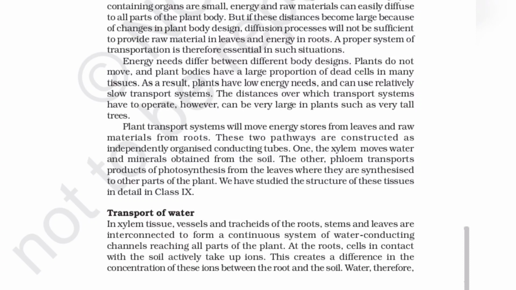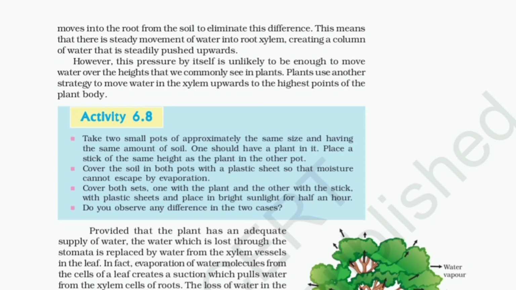At the roots, cells in contact with the soil actively take up ions. This creates a difference in the concentration of these ions between the root and the soil. Water, therefore, moves into the root from the soil to eliminate this difference. This means that there is steady movement of water into root xylem, creating a column of water that is steadily pushed upwards. However, this pressure by itself is unlikely to be enough to move water over the heights that we commonly see in plants. Plants use another strategy to move water in the xylem upwards to the highest points of the plant body.